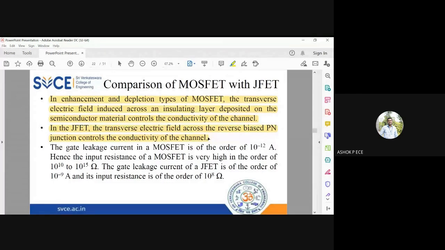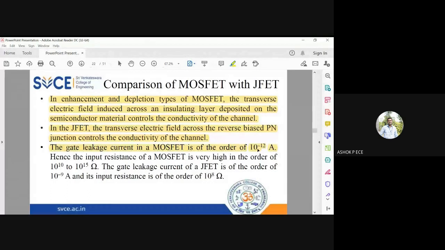If you remember the diagram for JFET, in a complete N-type silicon bar, we etch out or diffuse two P-type regions, giving rise to two reverse bias PN junction layers. That is going to control the conductivity of the channel in JFET, whereas in MOSFET, the electric field you apply across the metal, oxide, and semiconductor layer is going to control the conductivity. In MOSFET, the leakage current is very, very low.